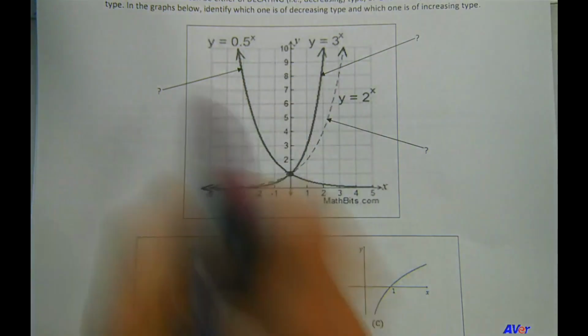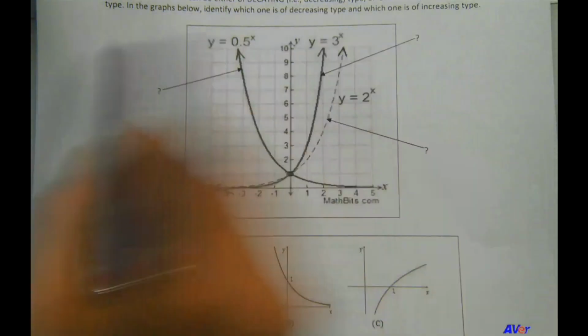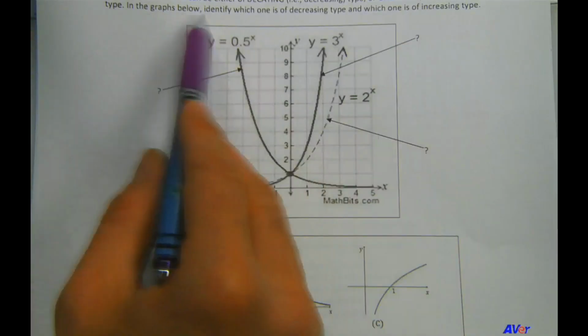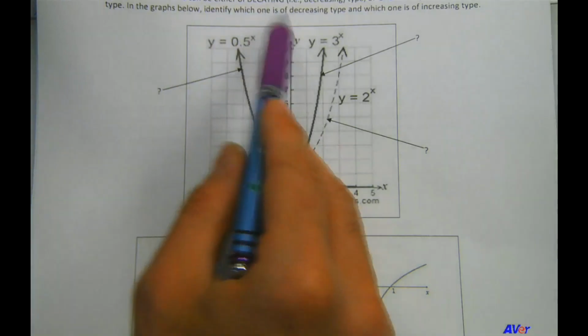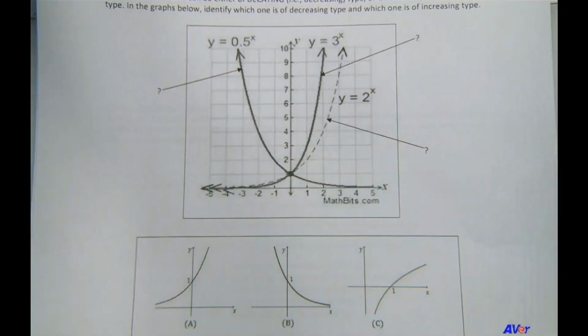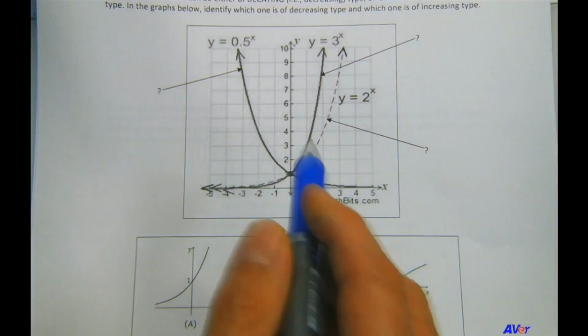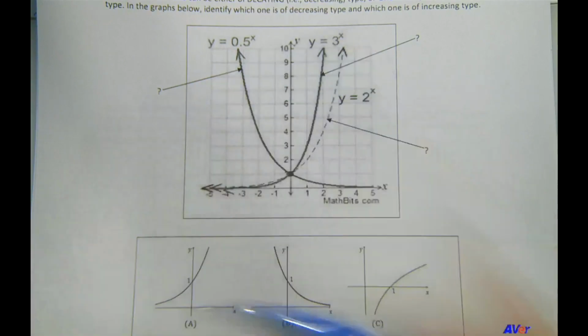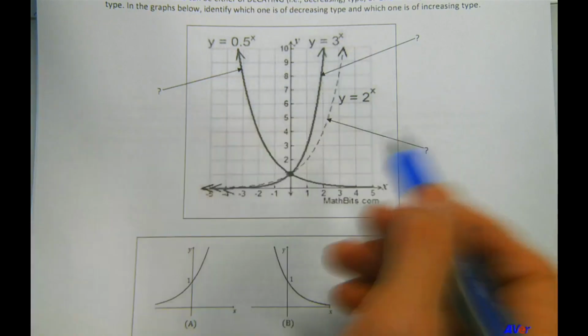Now here, these question marks, let's read and see what they ask us to do. They're asking us to identify, in the graphs below, which one is of decreasing type and which one is of increasing type. Well, you can pause the video. This is an easy exercise. Pause the video and then come back to it after I write down the answers.